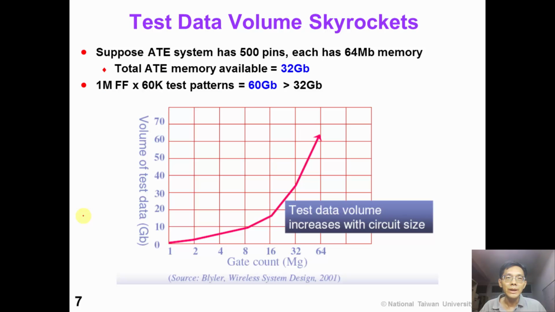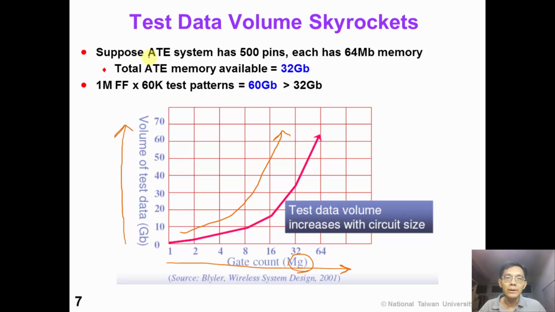This picture shows that the amount of test data volume is increasing very rapidly. On the x-axis, we show the number of gate count in million gates. On the y-axis, we show the volume of test data in gigabits. From this figure, we can see that the amount of test data is increasing very rapidly.